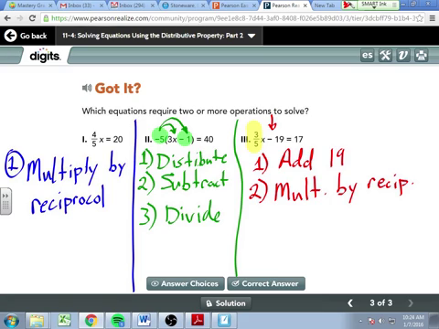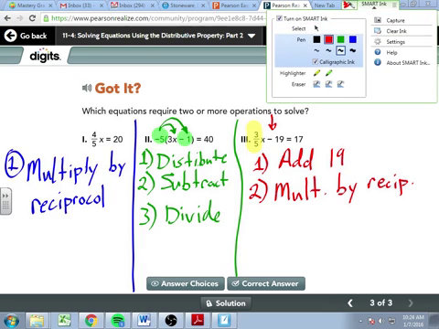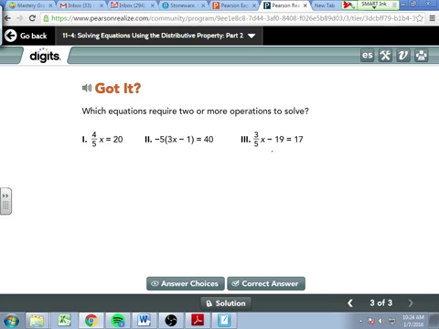When you multiply by the reciprocal, would you multiply the 17 by 5? It wouldn't be 17 anymore. Yeah, but when you multiply the number by 5, so we would add 19. I need to change colors like I normally do. So we'd have 3/5 x equals 36. I think when you add those 20, yeah.